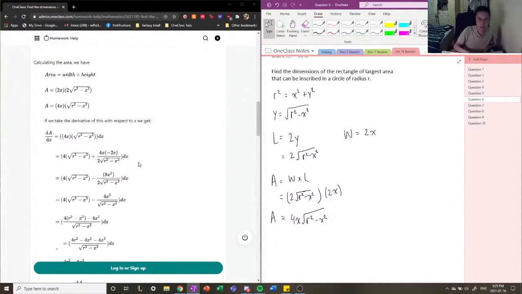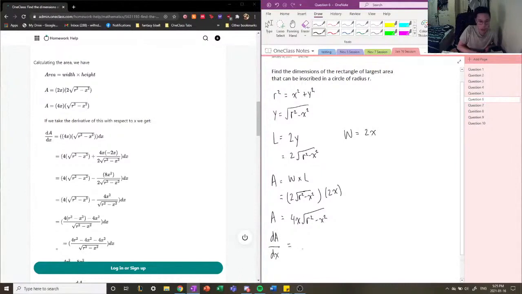Another thing to note is that the radius of our circle is going to be kept constant, and we're not going to be deriving in terms of r, because that's not what the question is asking. The question is asking us to look for the length and the width, and we know the length and the width depend on this value x. So we're going to derive our function in terms of x.